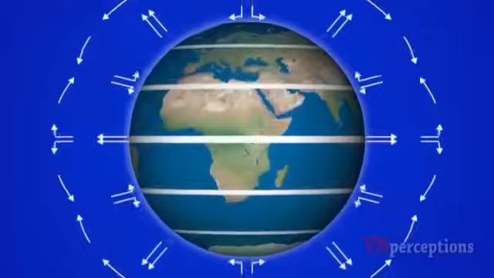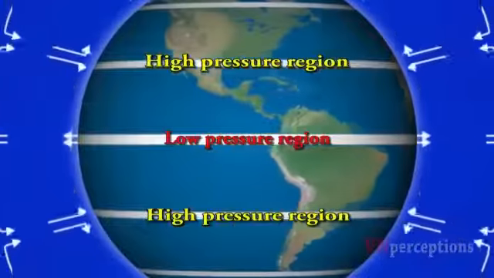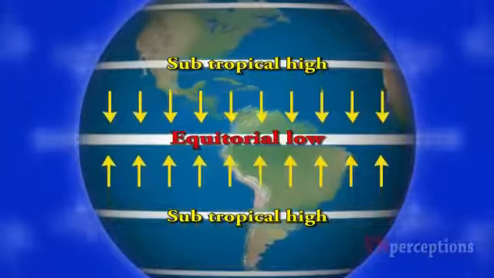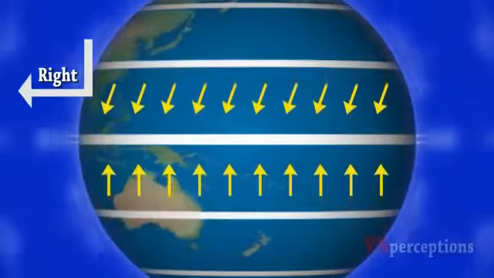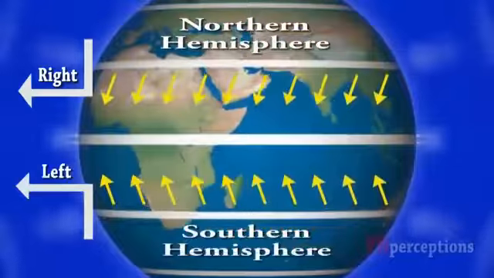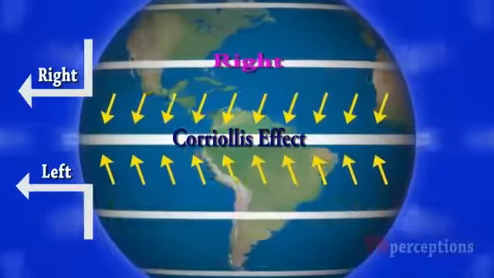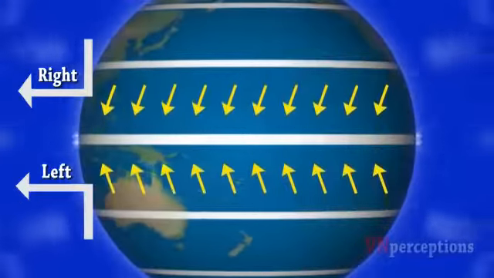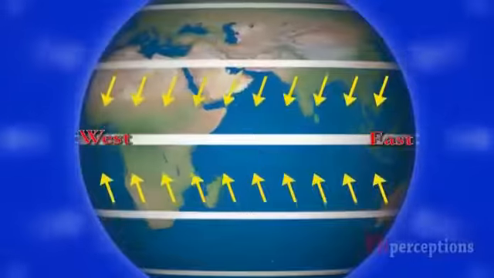On the surface of the earth, along the equator, the winds move from high pressure regions to low pressure regions. That is from subtropical highs to the equatorial low in the northern and southern hemisphere. These winds bend to the right in the northern hemisphere, and in the southern hemisphere, the winds bend to the left. And this is described as Coriolis effect. The winds bend to the right and left in the northern and southern hemisphere respectively because the earth is spherical in shape and the earth rotates from west to east.